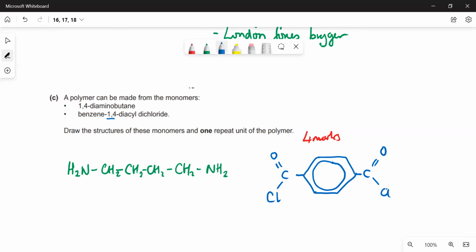Let's draw the repeating unit of the polymer. So how's that going to work? Right, I'm just going to change that to the displayed formula. So what happens is we're going to lose hydrogen chloride there, aren't we? We're going to form a new bond between the nitrogen and the carbon. So we form a new bond there. Okay, and the same thing happens at the other end.